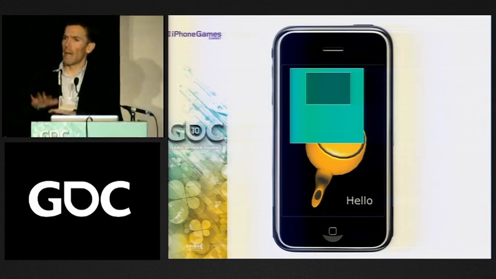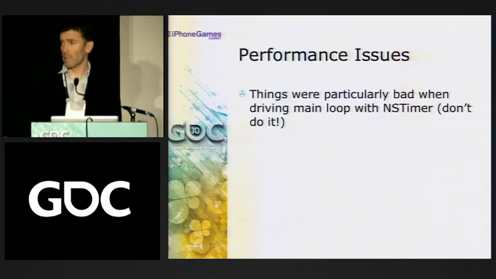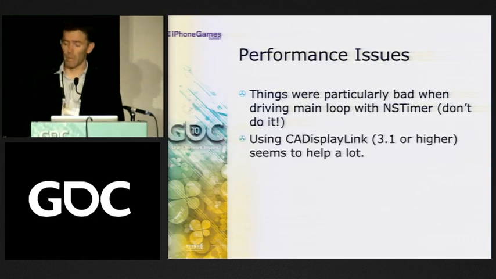So how those images get composed could cause a problem. It could cause redraw of the other images and all those things. It used to be particularly bad in 2.0, especially when you were doing the main loop update with NSTimer. Now in the current SDK, that is much better, so that's really good news. You can definitely put elements on top of an OpenGL view without much of a problem.